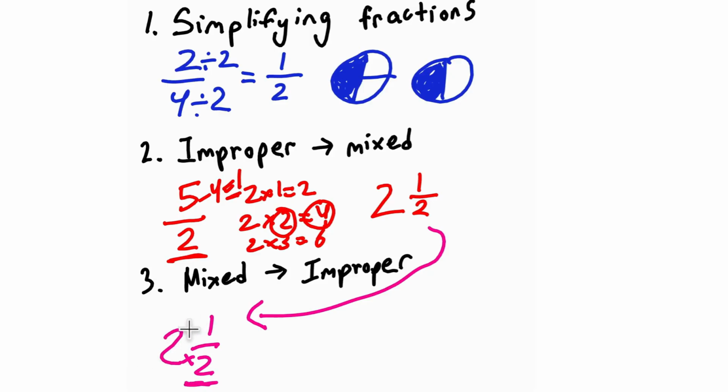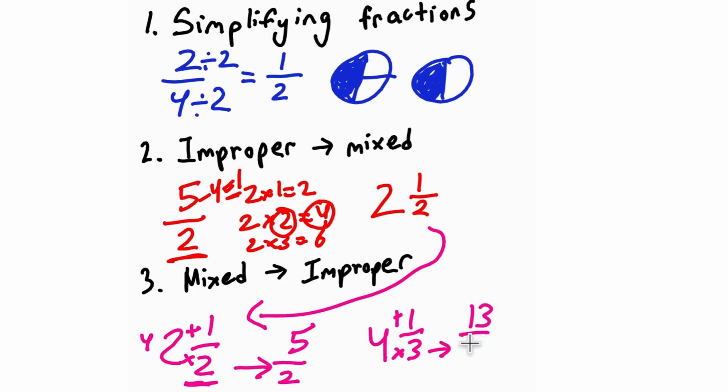After that, you add the top number. So 2 times 2 is equal to 4. 4 plus 1 is equal to 5. And then we keep the same denominator of 2. So we get 5 over 2 like we did before. Let's take a look at another example. 4 and 1/3. We have to multiply 3 times 4 and then add 1. 3 times 4 is 12. 12 plus 1 is 13. 13, keep the same denominator of 3. And that's it. That's how you convert mixed numbers to improper fractions.